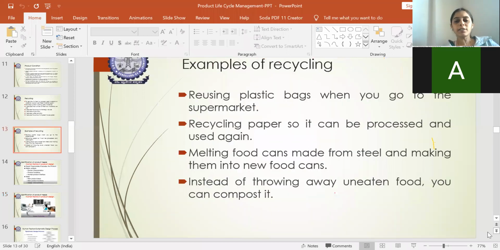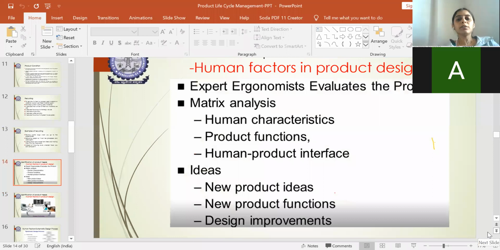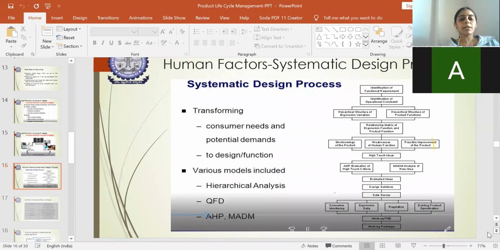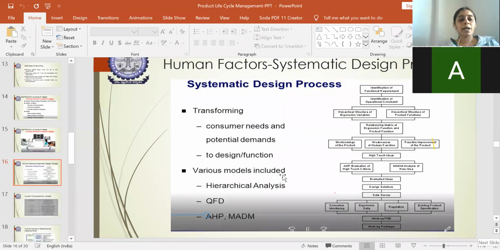Okay, so the first one is related to ergonomic and other characteristics, and then the human factors in product design. I'm not going to explain the systematic design process. We have already done with the design process, and the ancient design models, how they originated, have also been discussed. In each and every aspect, even the human being intervention is associated, so that is being correlated here. You can have a look later.